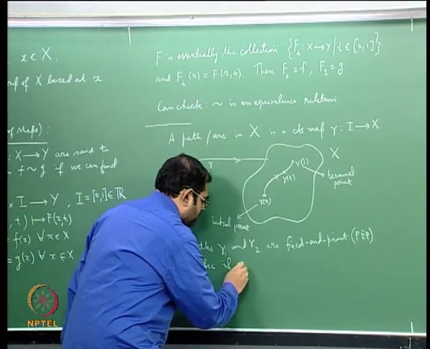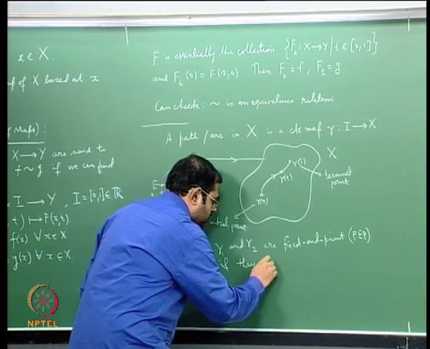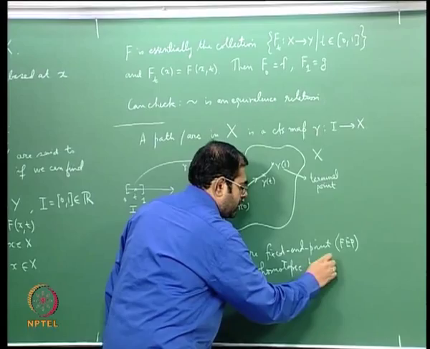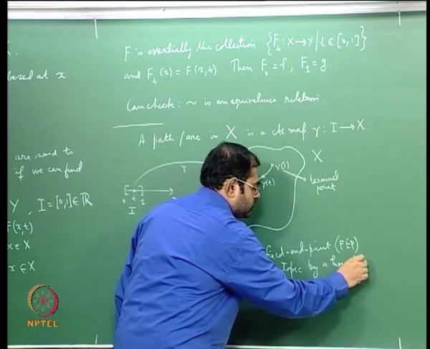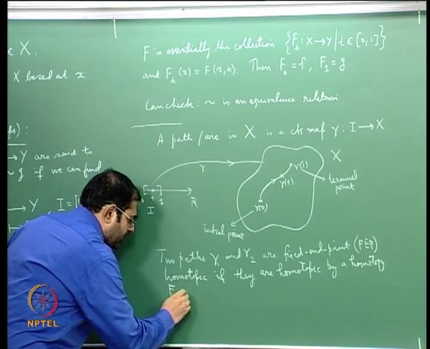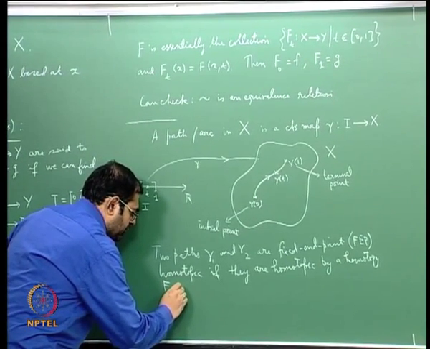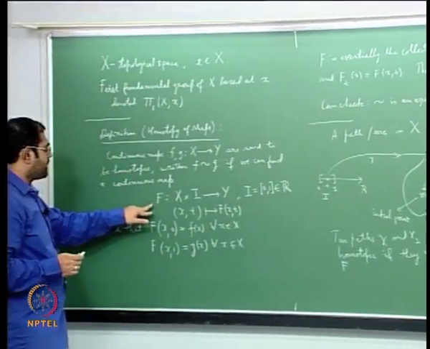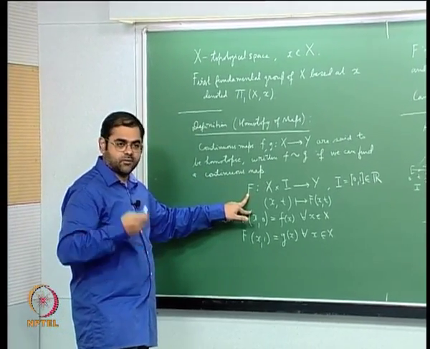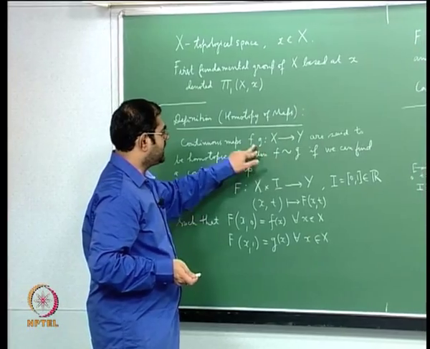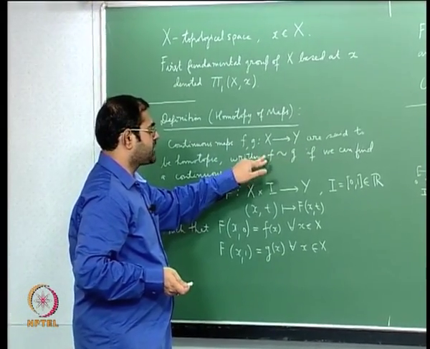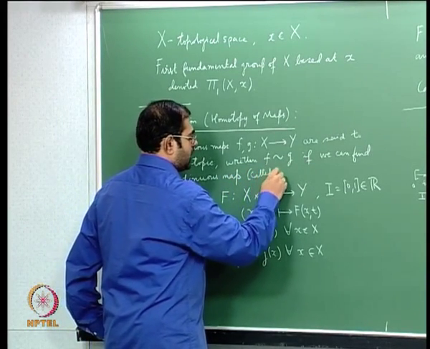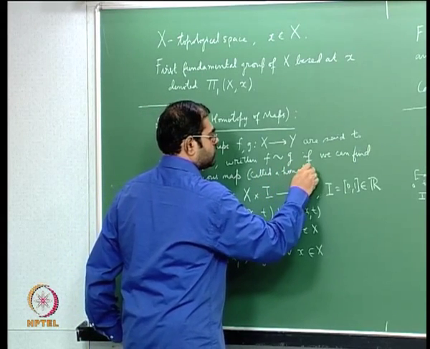if they are homotopic by a homotopy F. So I must say here that this continuous map capital F is called the homotopy that gives you this relation of F being homotopic to G. So let me add here, called a homotopy.